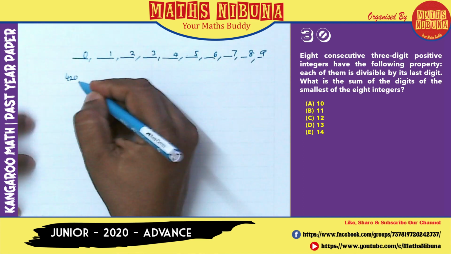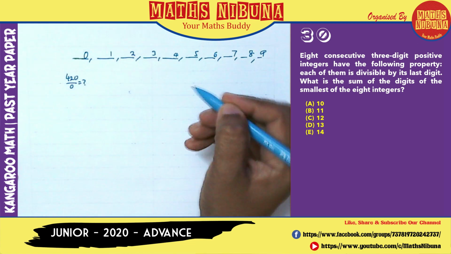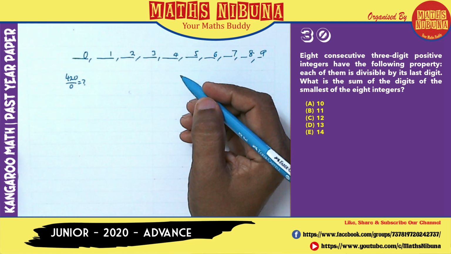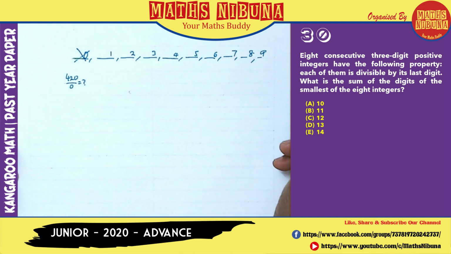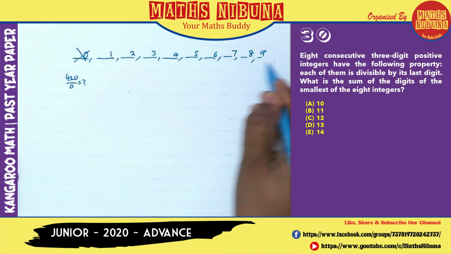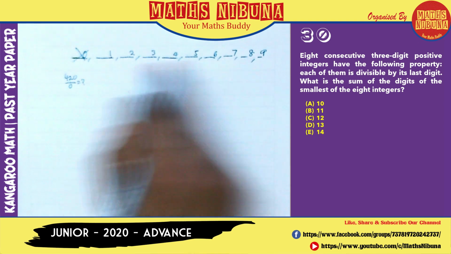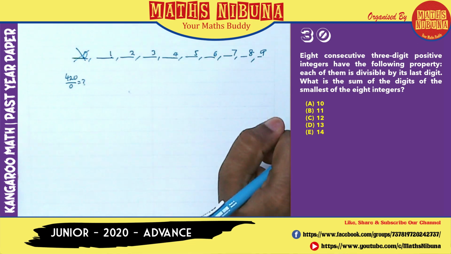Let's say the 3-digit number is 4020, and the last digit is 0. Is it divisible by 0? Any number, we cannot divide by 0. So it is not possible for 0 to be the last digit of one of the numbers. So the last digit can be 1 until 9. But here we have 9 numbers, and we only take 8 numbers, correct?